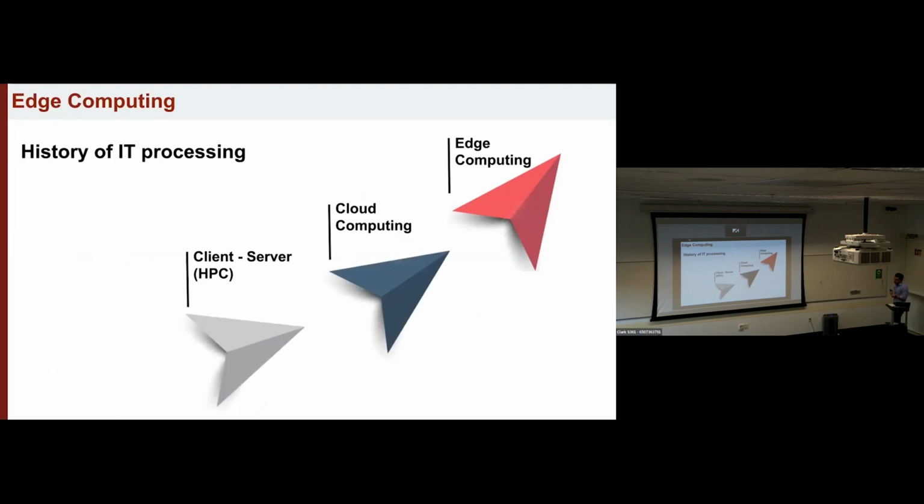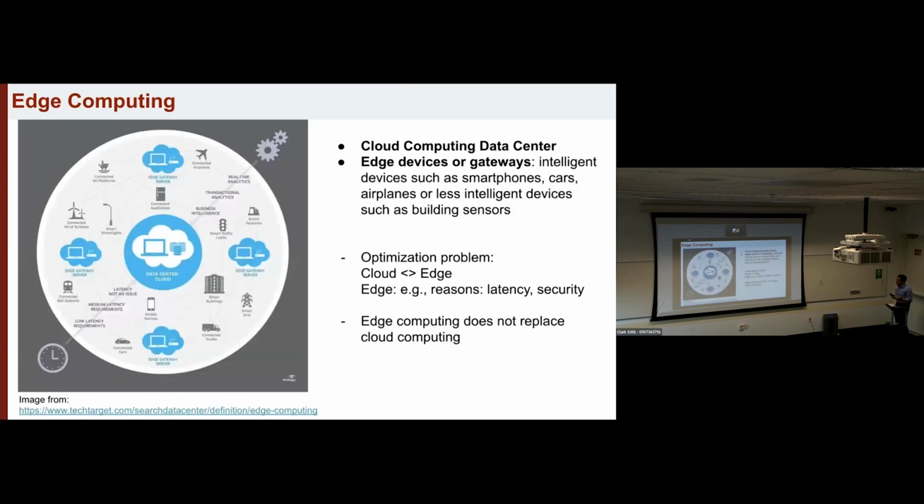And then the second technology is edge computing. This is a simple history of IT processing. Years ago, we were dealing with client-server HPC systems. A few years ago, cloud computing started being used with many systems. And now a lot of systems are using edge computing. Edge computing is useful when you want real-time analysis, so you want minimum latency, or sometimes it might be because of security reasons. The idea is to push the computation as much as possible to the edges, to where the data is actually coming from and where we want the processes to be done.